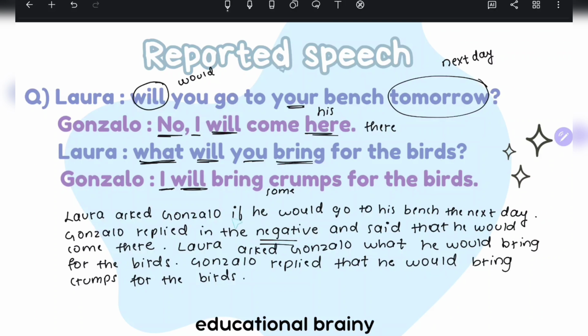So this negative, this "if he would": these are things where they will spot and identify the mistakes, so do not make any mistakes here. I'm going to repeat it again. Laura asked Gonzalo if he would go to his bench the next day. Gonzalo replied in the negative and said that he would come there. Laura asked Gonzalo what he would bring for the birds. Gonzalo replied that he would bring crumbs for the birds. That's all. It is that simple.